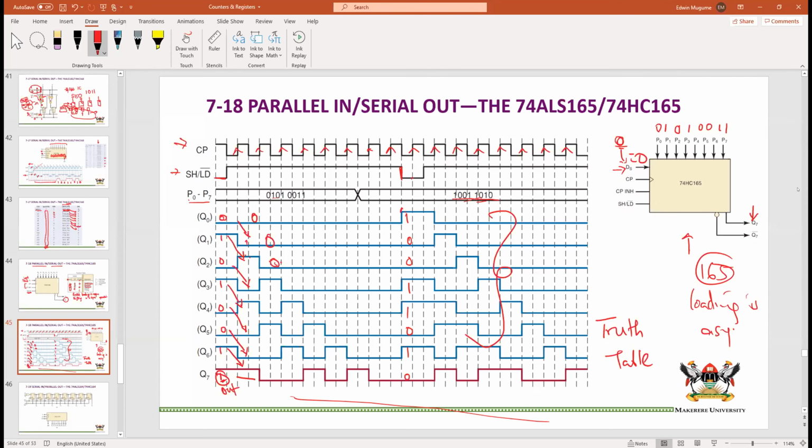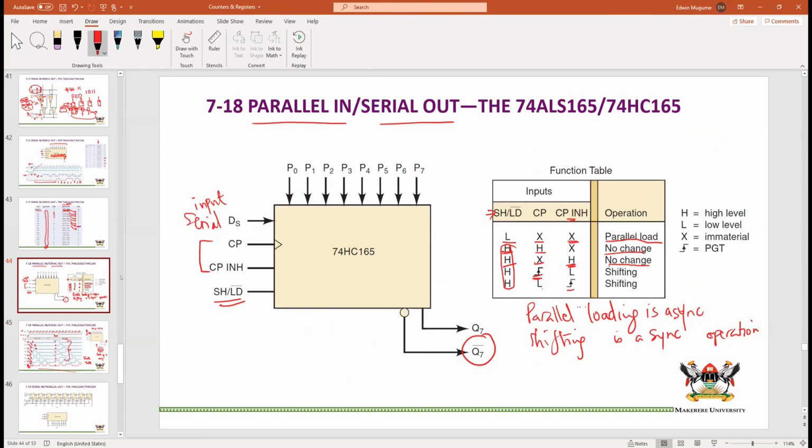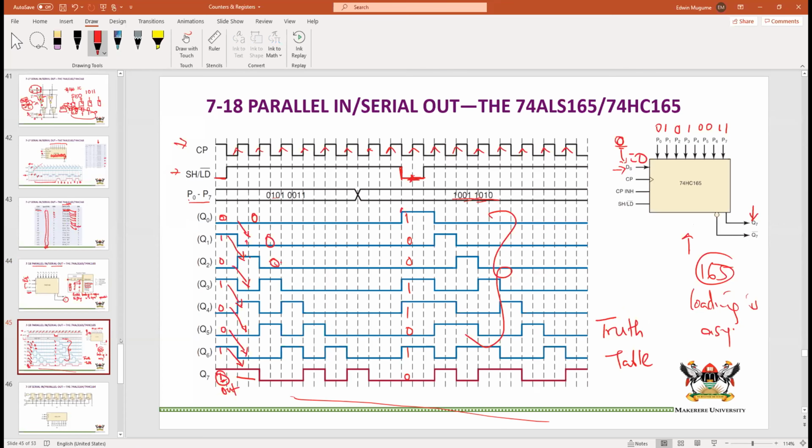Now, the next time the clock transition comes on here, we are still having a load command, and so the clock doesn't matter. I think you remember here that when load is low, these ones do not really matter. And so we are going to maintain the same state, 1, 0, 0, 1, 1, 0, 1, 0. It is until the next one that the register is back into shift mode that we can begin shifting again.